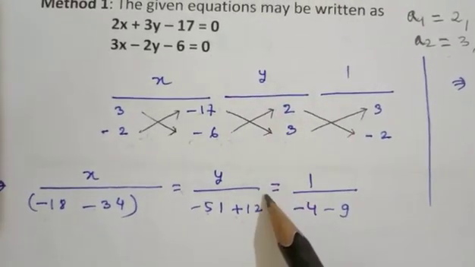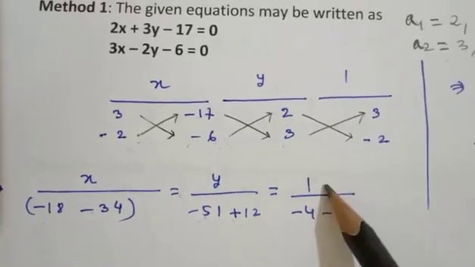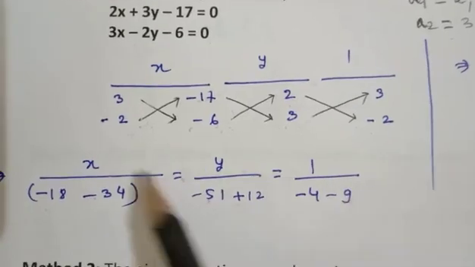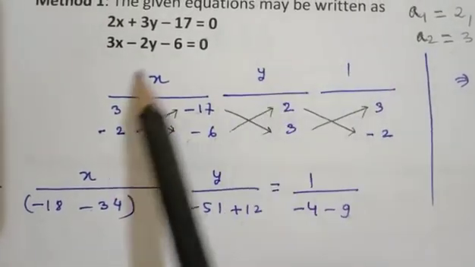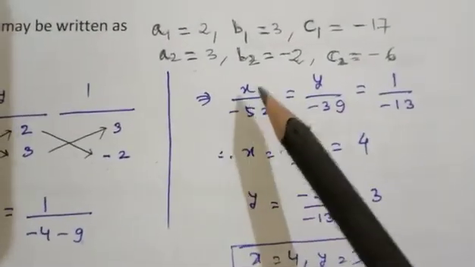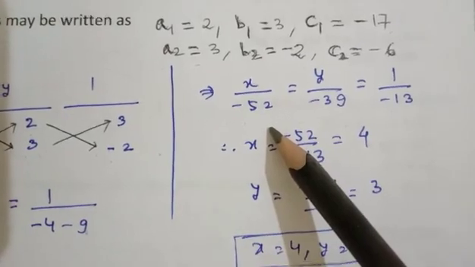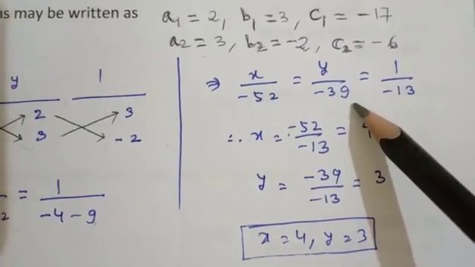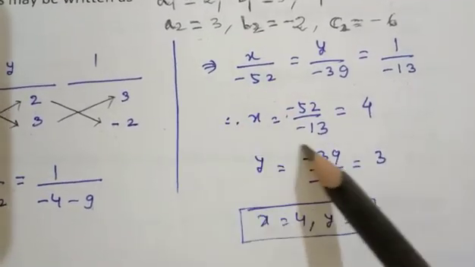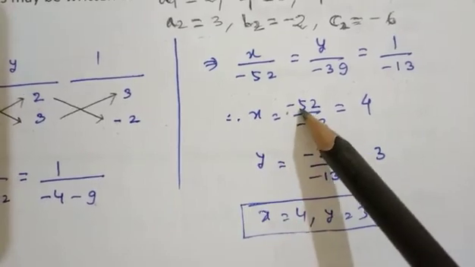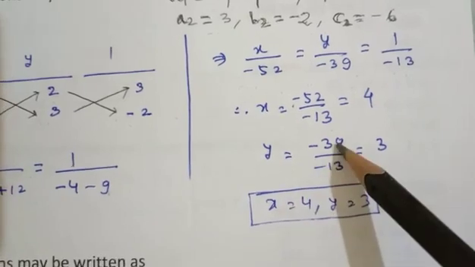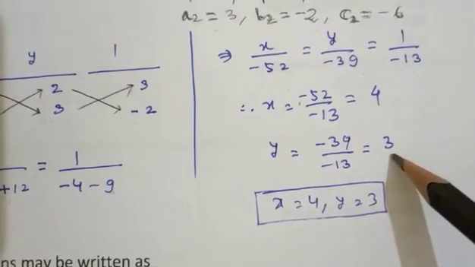Then again in between equal to sign, then 1 divided by minus 4 into minus 9. So this calculation has been obtained by the above diagram. After this, we come to the next part. We will get x by minus 52, y by minus 39 and 1 by minus 13. And so if you want to find the value of x, x will be given as minus 52 by minus 13, that is 4, and y will be coming as minus 39 by minus 13, that is 3.